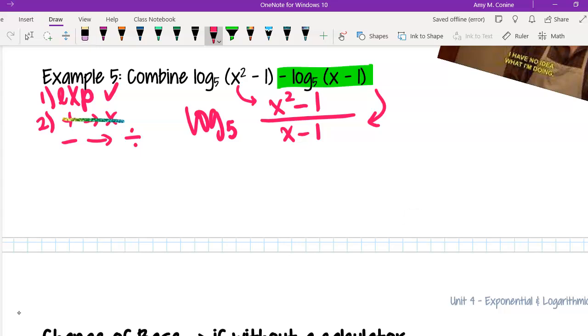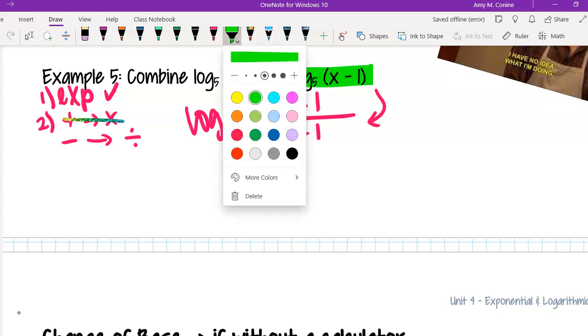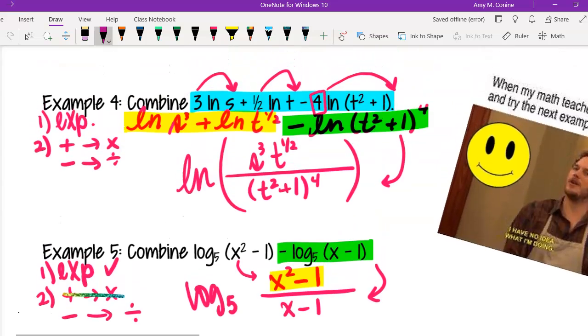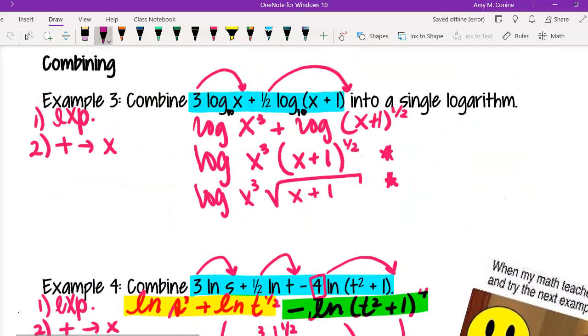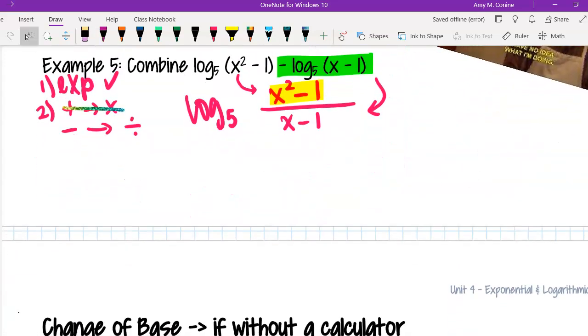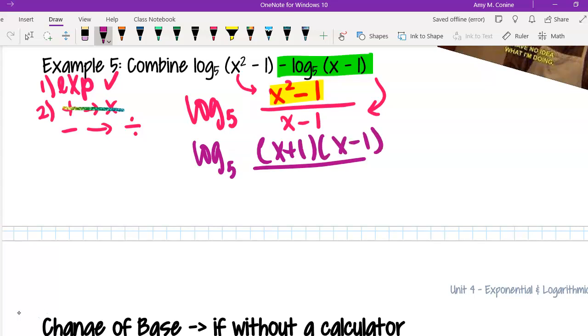So here, you're not done yet because if you look, we have a top that is a difference of two squares. So we haven't really done any simplifying yet with any of the examples, but we've talked about that if you have it, you need to simplify. So this is where we're going to begin that process. So this log base 5, really in the top you have x plus 1, x minus 1, and then in the bottom you have x minus 1.